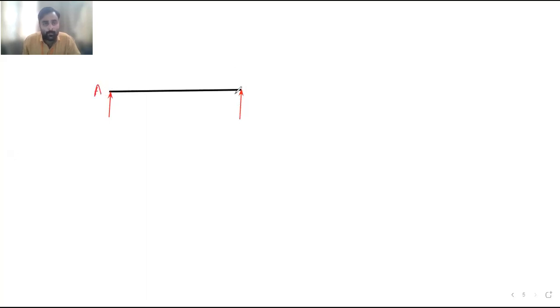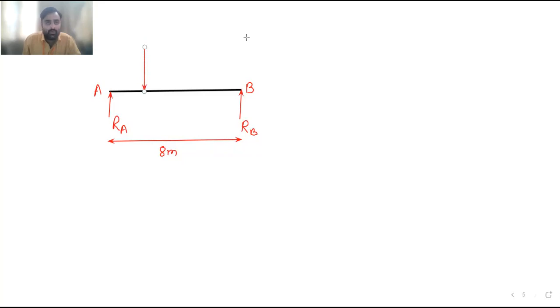So here, this is point A, this is point B. Here is reaction RA, this is reaction RB, and this total length is 8 meter. And here, this is the point load acting.